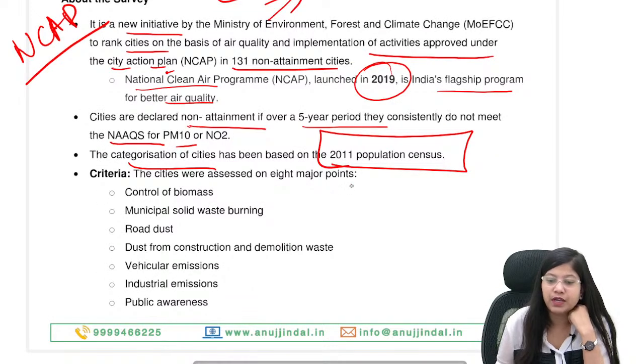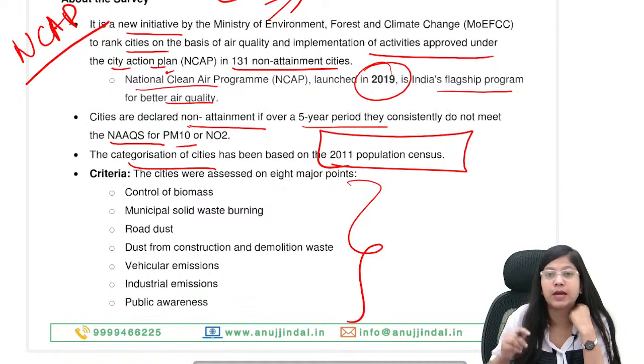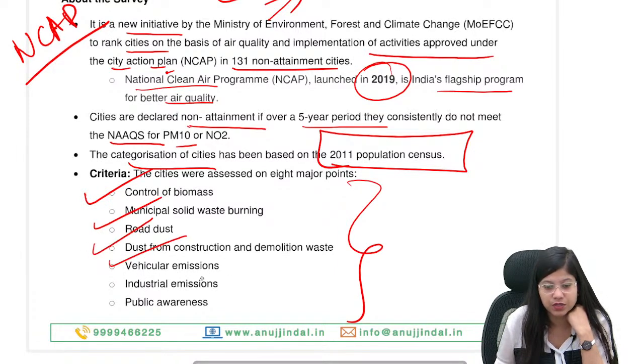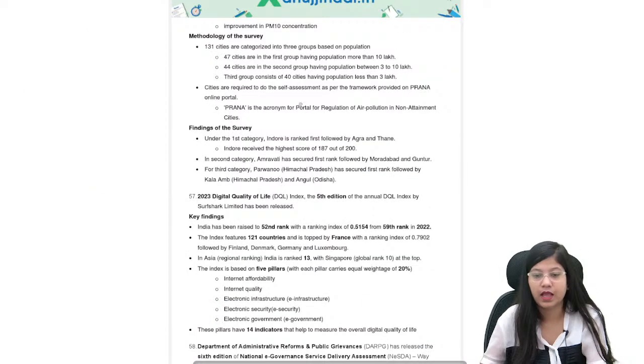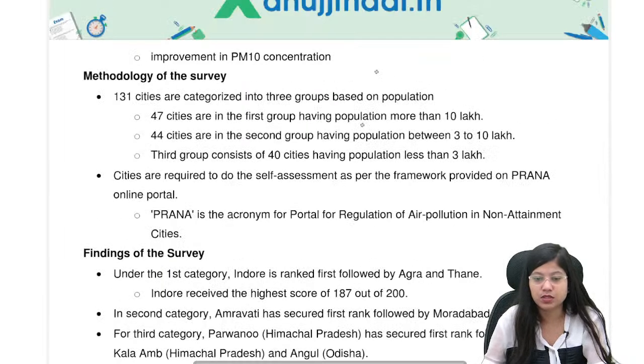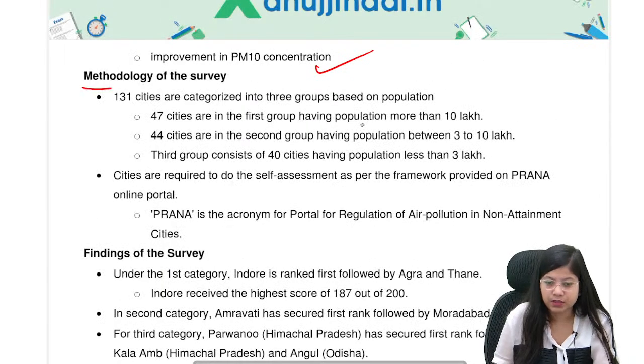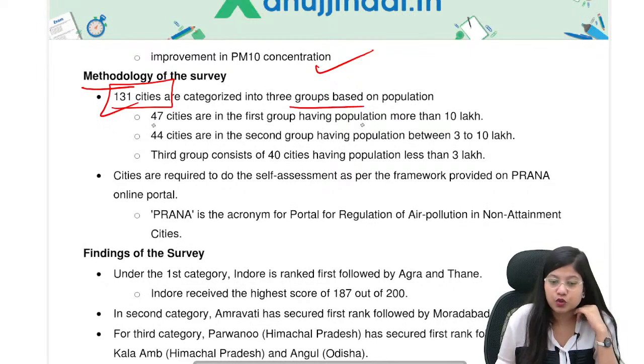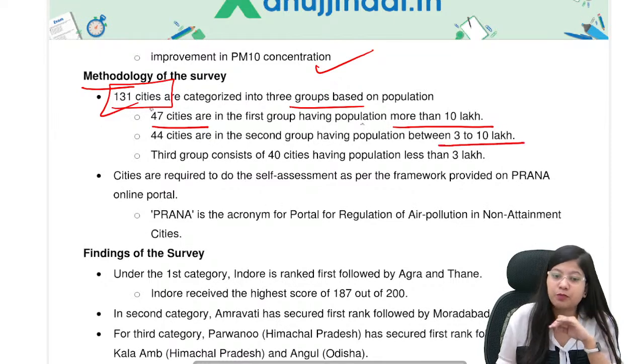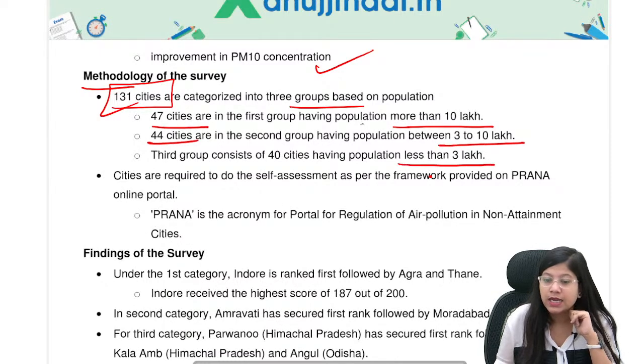Now here we have the 8 parameters on which the Swachh Vayu Sarvekshan survey will be prepared. First is control of biomass, municipal solid waste burning, road dust, dust from construction, vehicular emissions, industrial emission, public awareness, and improvement in PM10 concentration. Methodology of the survey: 131 cities were categorized into 3 groups. First group is 47 cities having more than 10 lakh population, then 3 to 10 lakh population having 44 cities, less than 3 lakh population consisting 40 cities.